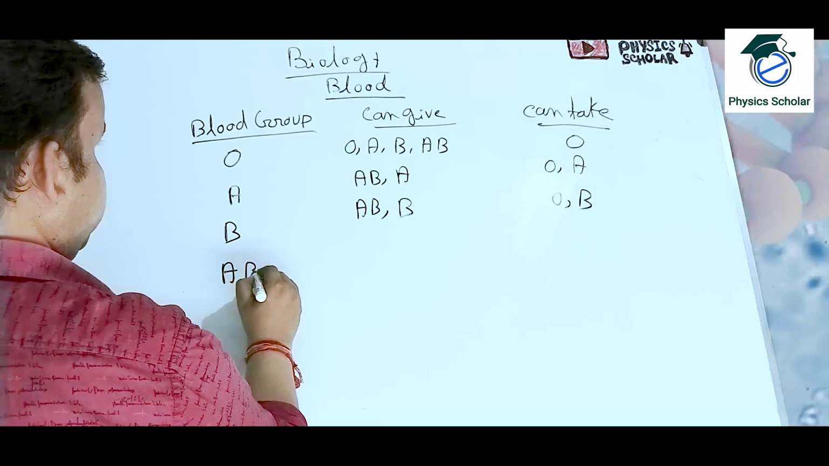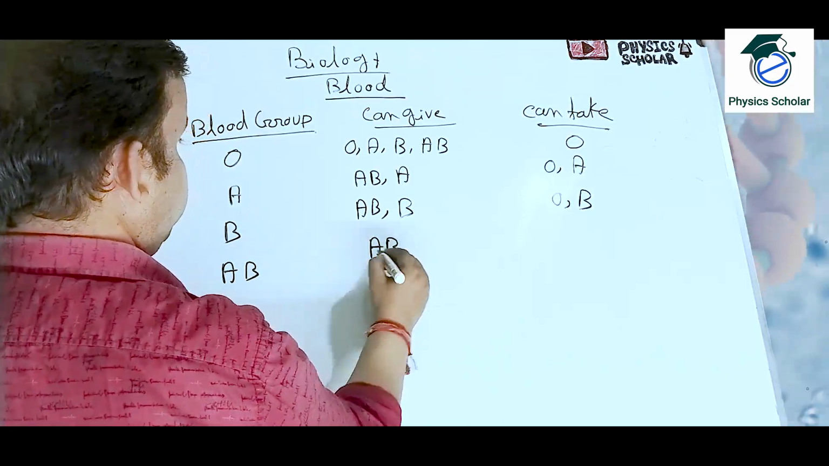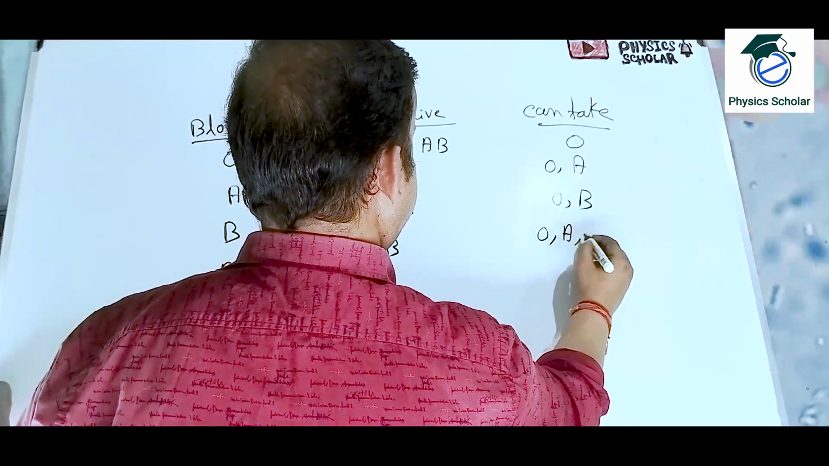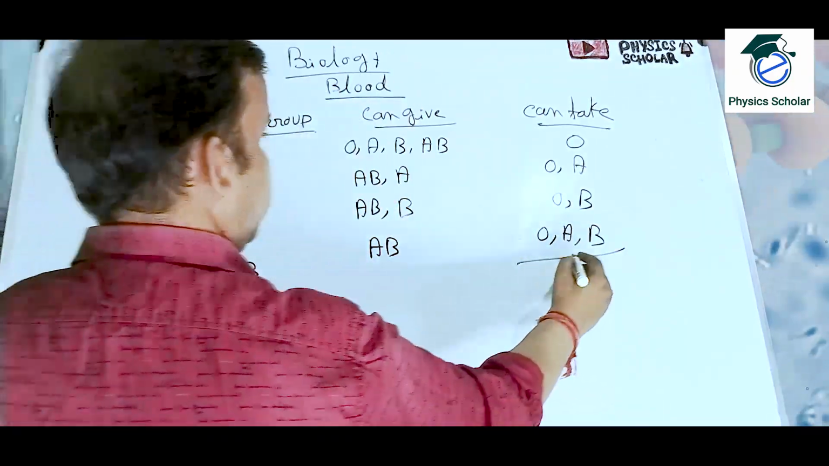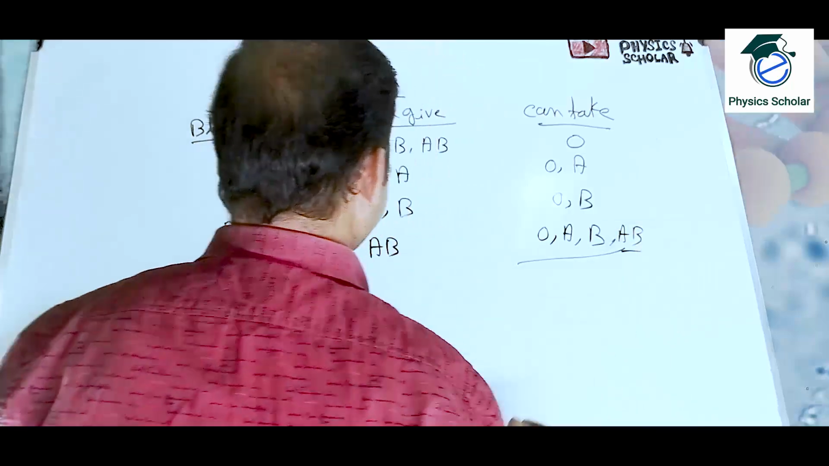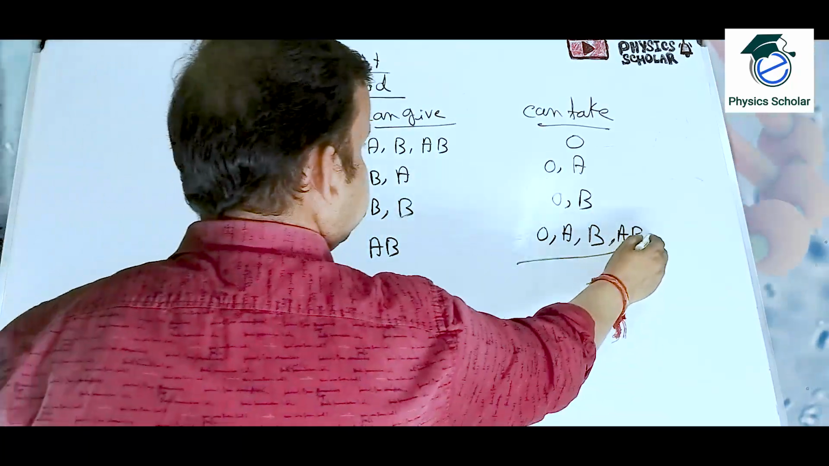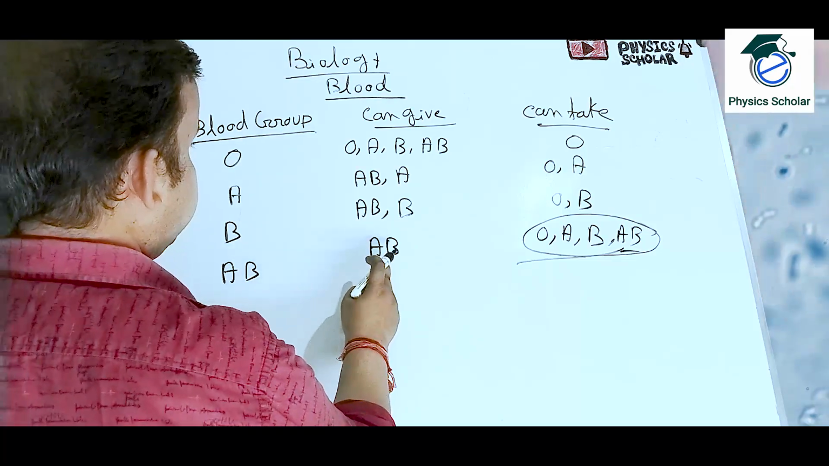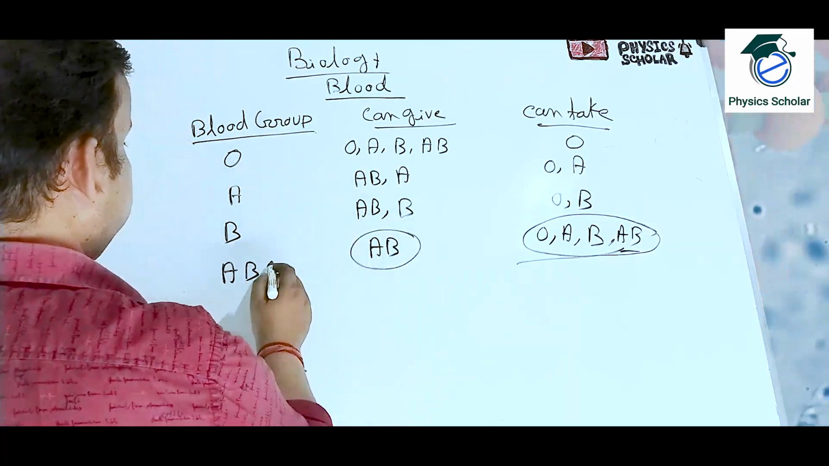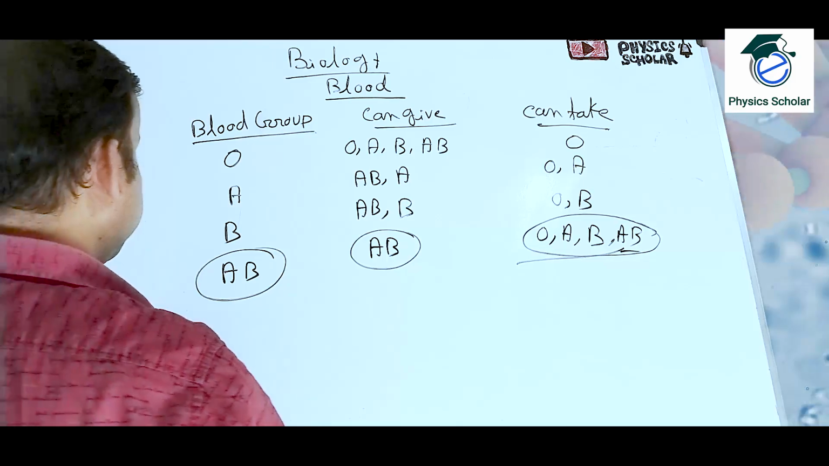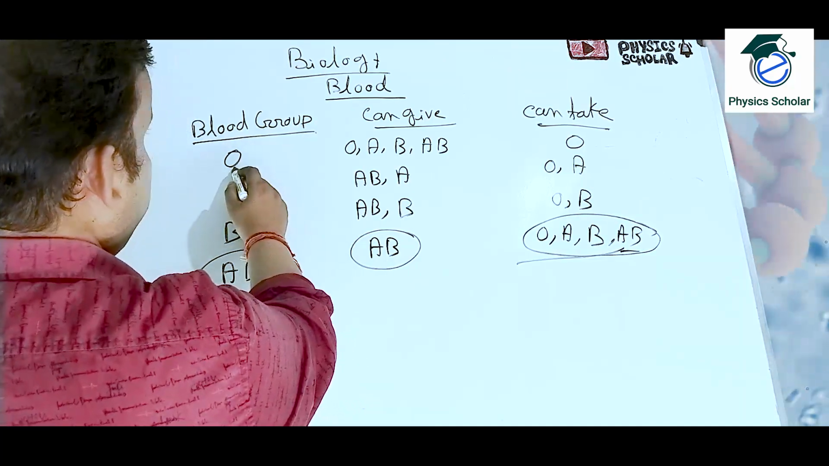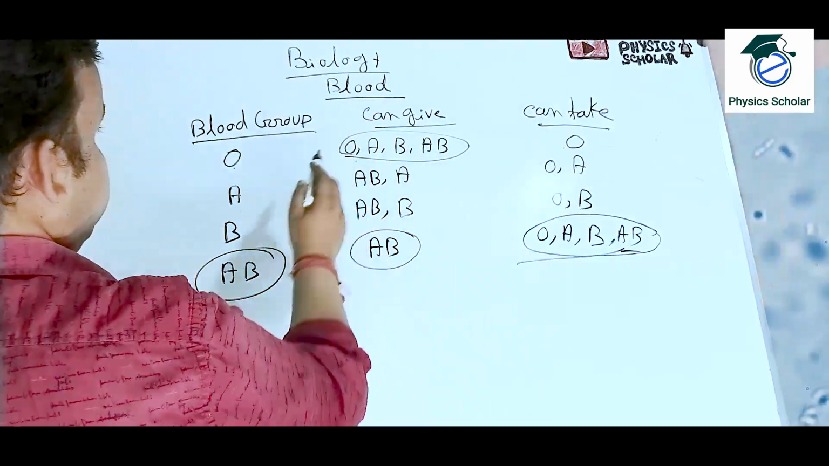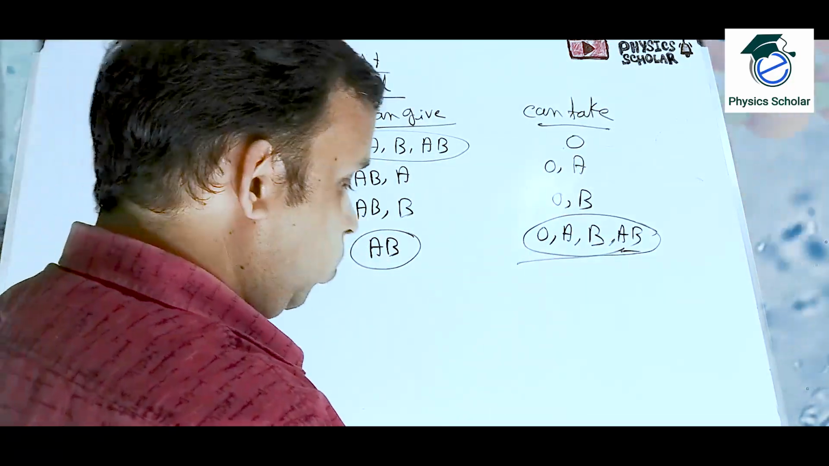Now AB. AB can give only to AB. Clear? And can take from O, A, B and from itself also. Clear? So it can take blood from all other blood groups, but can give only to AB. That's why it is known as universal recipient. And O can give to all other blood groups, but can take only from its own. That's why O is known as universal donor.